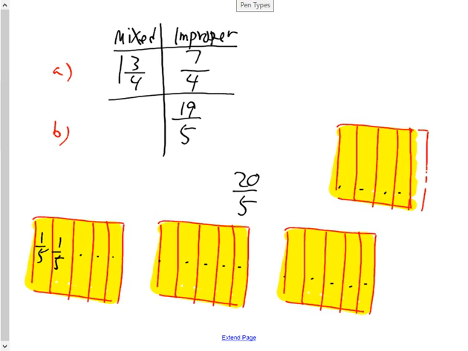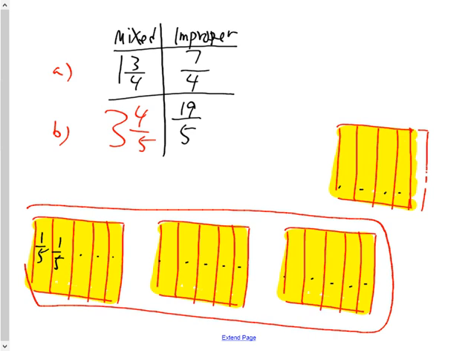This is 19/5, agreed? How many whole units do I have, or how many whole parts? 3. And how many fractional parts? 4/5. So as a mixed fraction, we would express that 19/5 as being 3 wholes right here, plus an additional 4/5. All right.